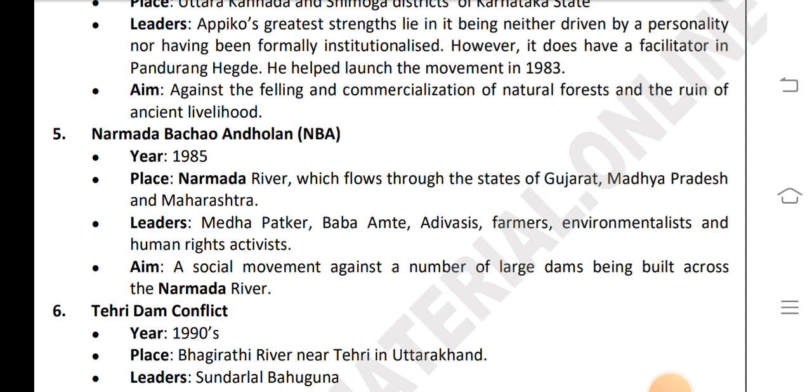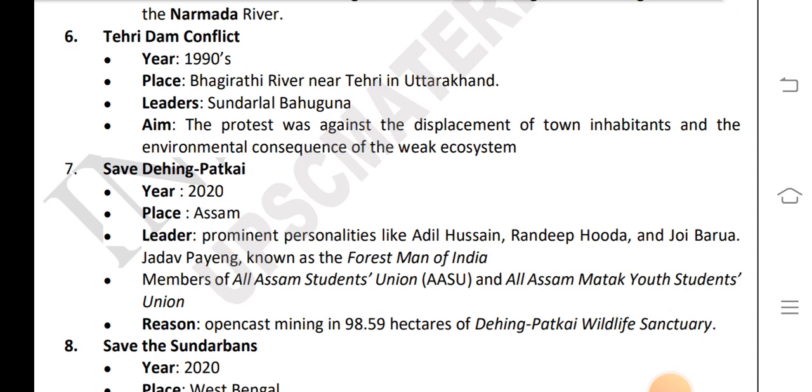Appiko's greatest strength lies in its being neither driven by a single personality nor formally institutionalized, however it does have facilitators, such as Pandurang Hegde, who helped launch the movement in 1983. It aims against the felling and commercialization of the natural forest and the threat to livelihood.